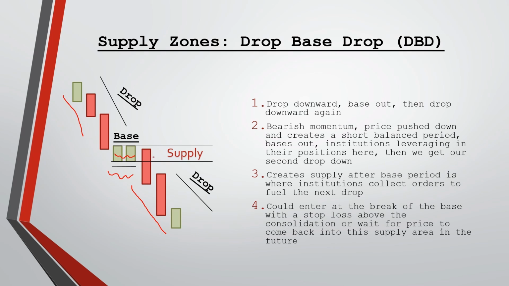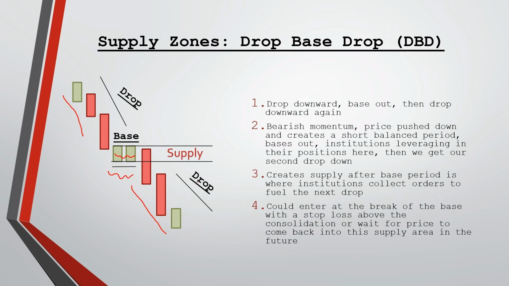If price then started to move back up, let's say right here, right, and we didn't get this second drop, this would qualify as a demand zone because now we move up strong and violent to the upside. So the only reason why this qualifies as a supply zone is because we get this second drop to the downside. So basing period is where the institutions collect orders to fuel the next drop.